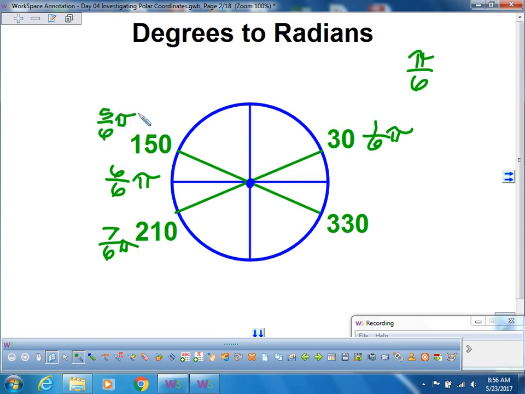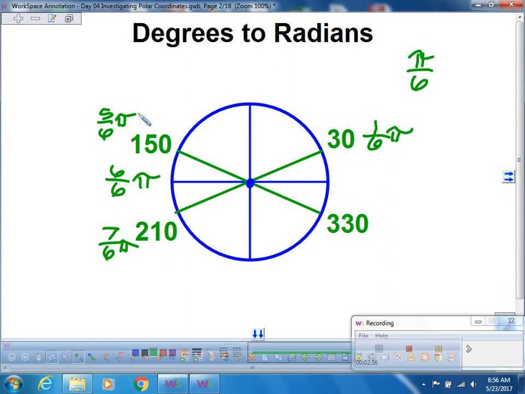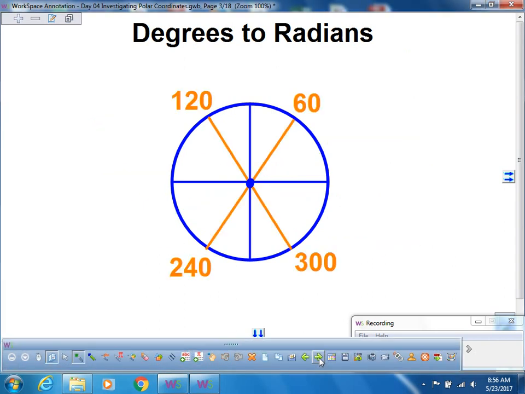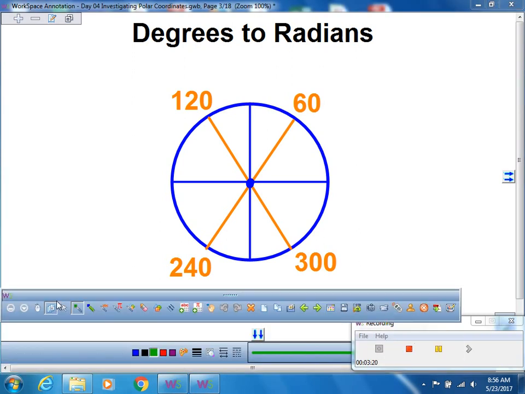That makes this one 5/6. Then all the way around, this would be 12/6, right? Because it's 2 pi. So that makes this one 11/6 pi. So I was just doing it in terms of 6ths. Now I'm going to look at, what is this one? This isn't 6ths anymore. These are 3rds. These are pi over 3.